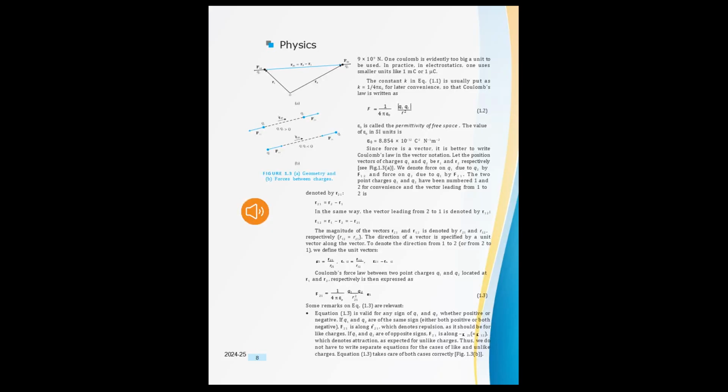The two point charges q1 and q2 have been numbered 1 and 2 for convenience, and the vector leading from 1 to 2 is denoted by r21.